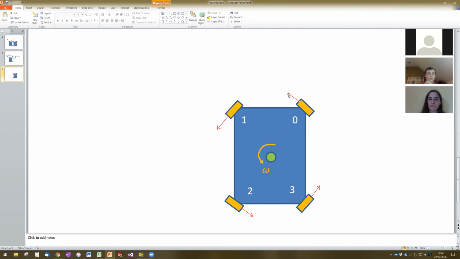Let me ask this question. If we've got these wheels that are all turned at a certain angle to make us just rotate, what about the wheel position and orientation will control how fast we spin around the center of the robot, how fast our omega is? That's a question for you all.